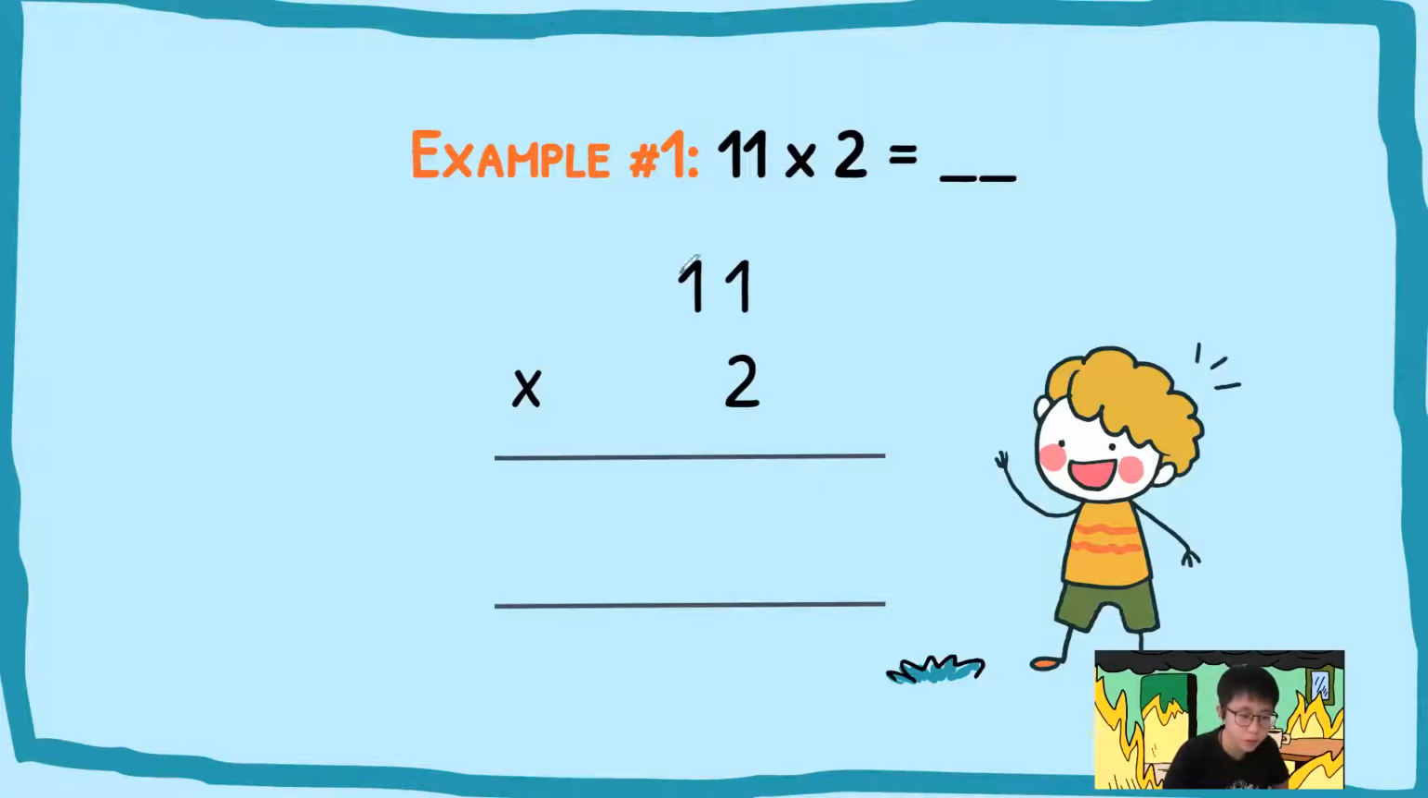Right. So first, what is 1 times 2? 1 times 2 equals to 2. Right? So we will write 2. The next number, 1 times 2 as well. So that will be 2. And write a 2 here. So you've done it. 11 times 2 is 22.